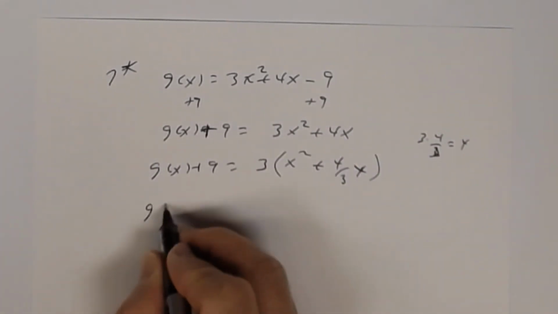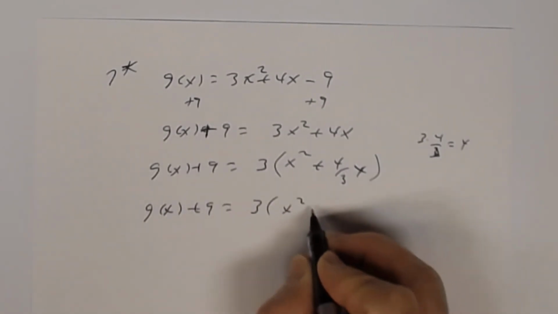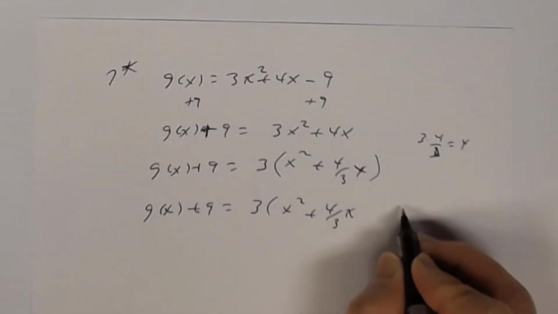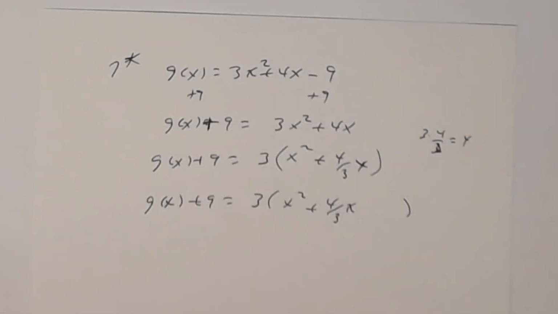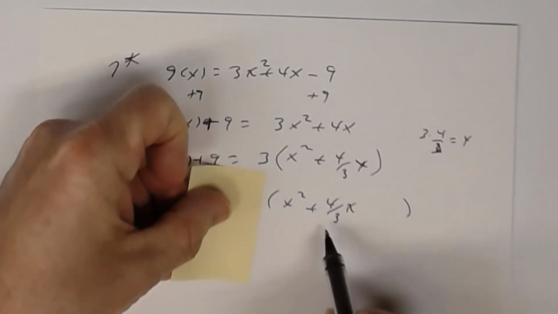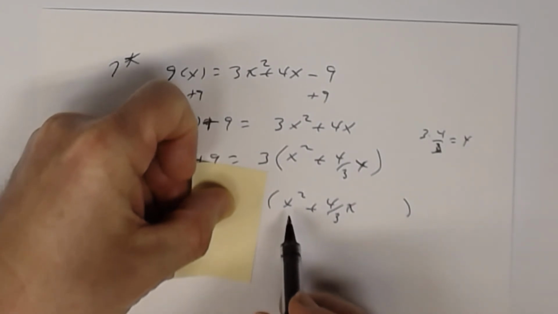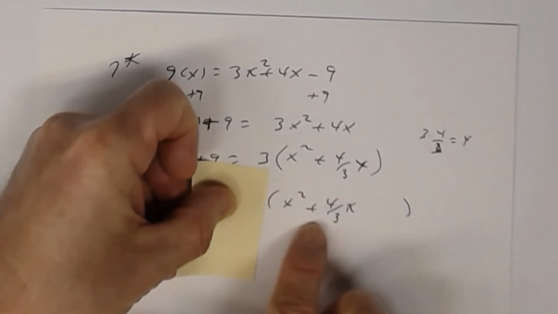All right, so I get g of x plus 9 equals 3 times x squared plus 4/3 x, and then leave some room here because now you're going to complete the square on the x term. Remember, the coefficient of x squared is now 1. Cover this up, so now we can complete the square on these x terms. When I say the coefficient of x squared is 1, I mean the coefficient of x squared that's inside these parentheses.